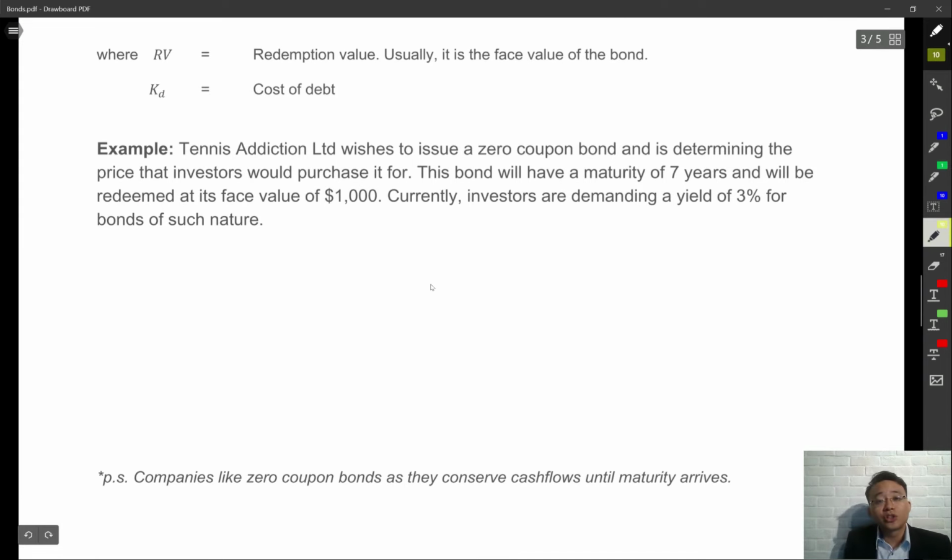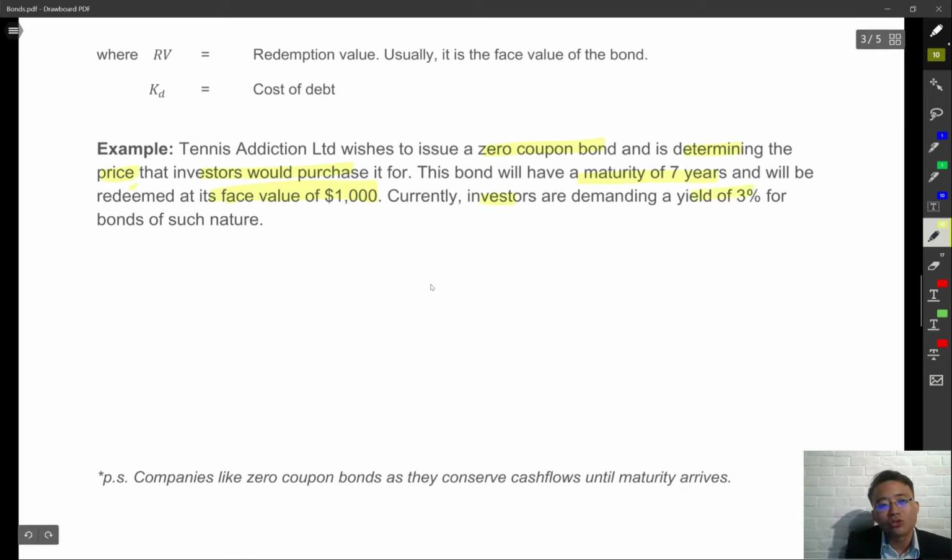Tennis Addiction wishes to issue a zero coupon bond, wishes to determine the price that investors would purchase it for. The bond has a maturity of 7 years, redeemed at a face value of $1,000. So wait for 7 years, people. Just wait for 7 years. You will be able to claim the bond back at $1,000. You're gonna get $1,000. How much will you buy the bond for now?